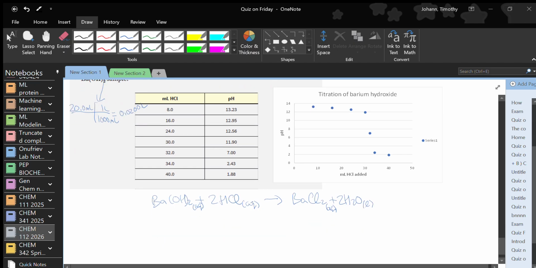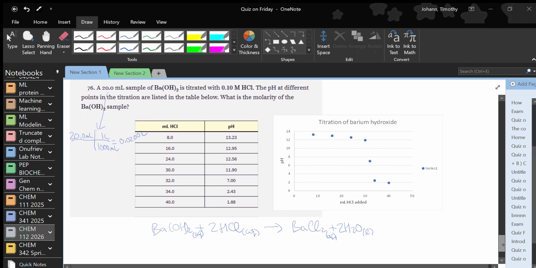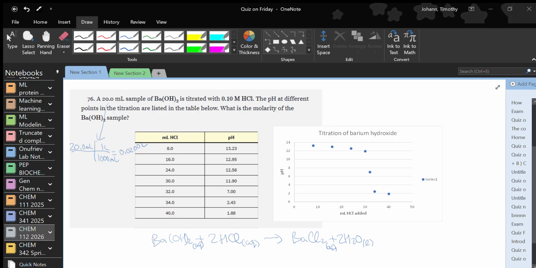And then we're going to look at this data. I took the liberty of plotting it. And what I'm looking for is my equivalence point. It's just asking for the molarity of the sample. And because I'm pretty sure, based on looking at it, the base is a strong base here, we can't figure out a pKb for it anyway.